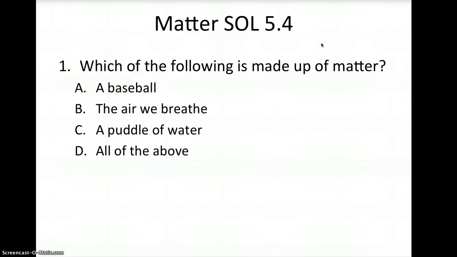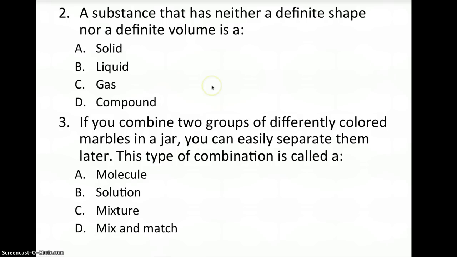So, question 1. Which of the following is made up of matter? A baseball, the air we breathe, a puddle of water, or all of the above? Number 2. A substance that has neither a definite shape nor a definite volume is A solid, B liquid, C gas, or D compound.